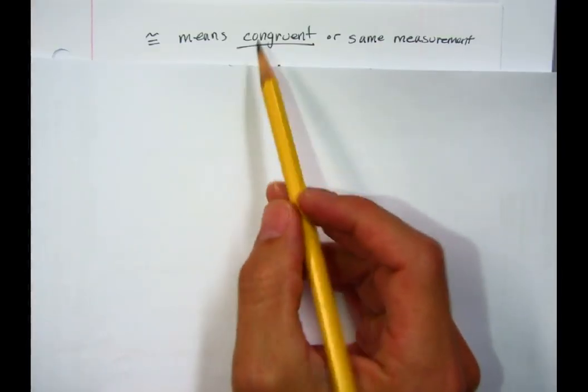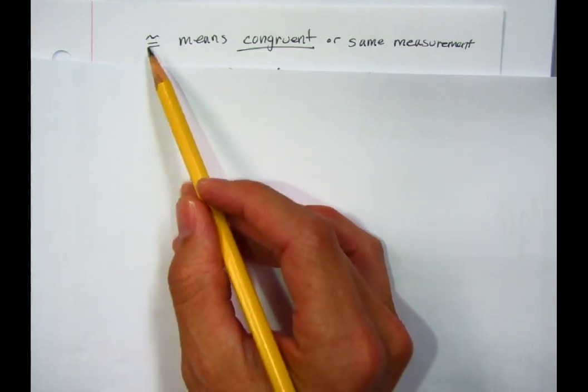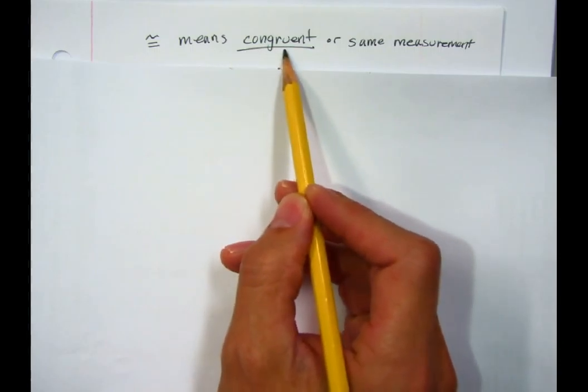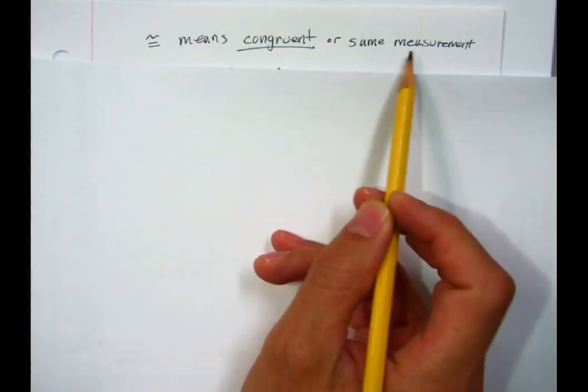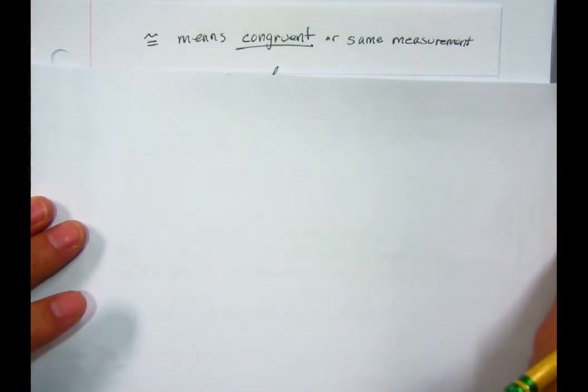Alright, so just a refresher, if you see this symbol, it looks like an equal sign with an approximate symbol, half approximate, half equals. It means congruent, and congruent is to be the same measurement. So in case you see me use that, you know what I'm talking about.